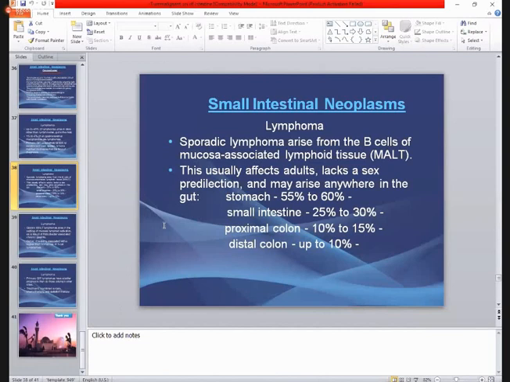Okay, somebody has asked a question, ma'am, how does it arise from B cells, Hodgkin or non-Hodgkin lymphoma? As I have told you, lymphoma arises from the B cells which are present in the mucosa-associated lymphoid tissue in the gut. So these are the non-Hodgkin lymphomas, not the Hodgkin lymphomas. B cell lymphomas arise from the mucosa-associated lymphoid tissue, mostly in the setting of H. pylori infection, and T cell lymphoma arises in the setting of celiac disease, because it will cause the T cell activation, as I have told you in the lecture of celiac disease.